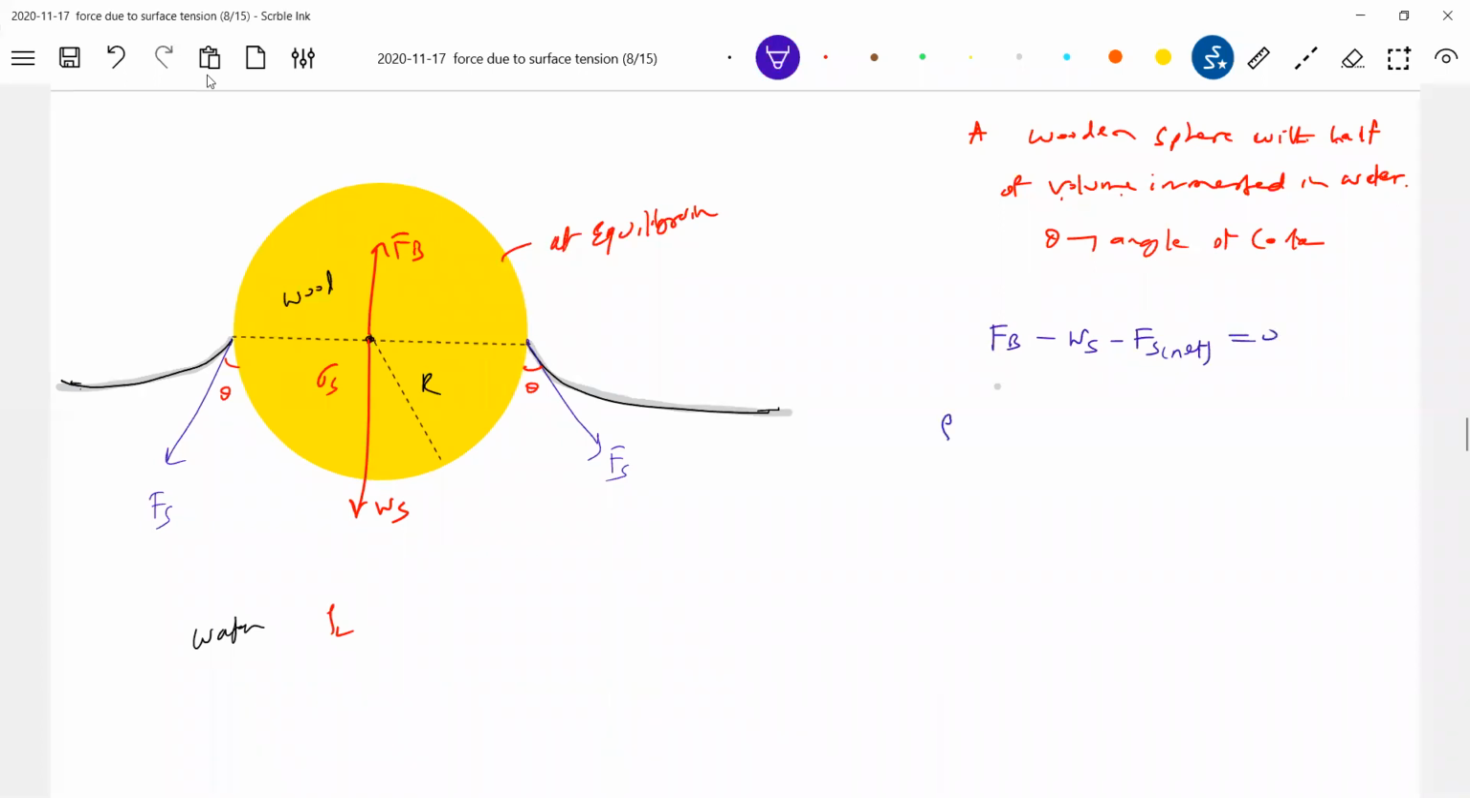And what is the buoyant force? Density of liquid, volume immersed, 2 by 3 pi r cube g. Weight of the solid, sigma s, 4 by 3 pi r cube g. What to write for the force due to surface tension? Will it act at only these 2 points? No, it will act everywhere here, no?